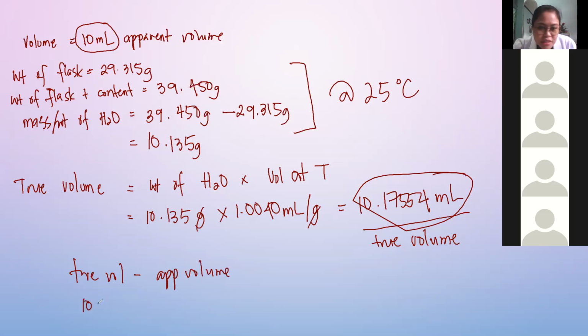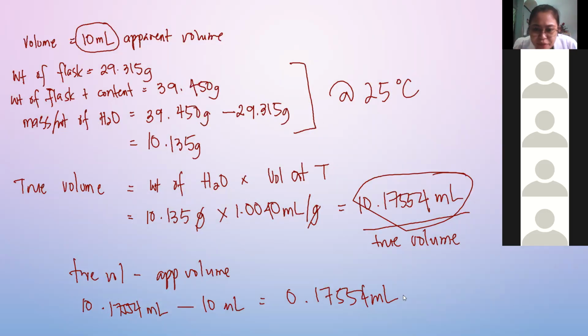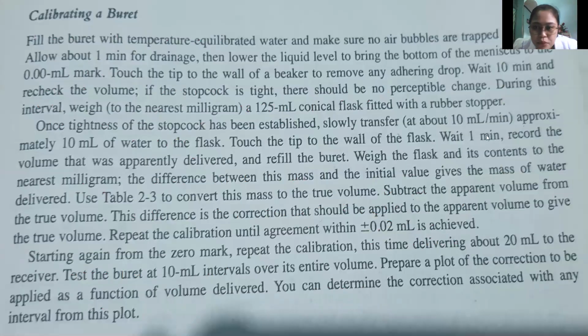The true volume is 10.1755 ml minus the 10 ml, you will get 0.1755. I will not erase this, but it will not be visible otherwise. So please take note that the difference is 0.1755. Now I will delete it, and let's go back to the procedure.